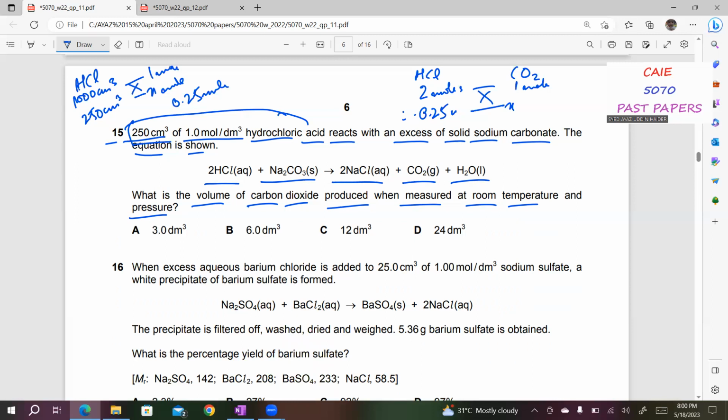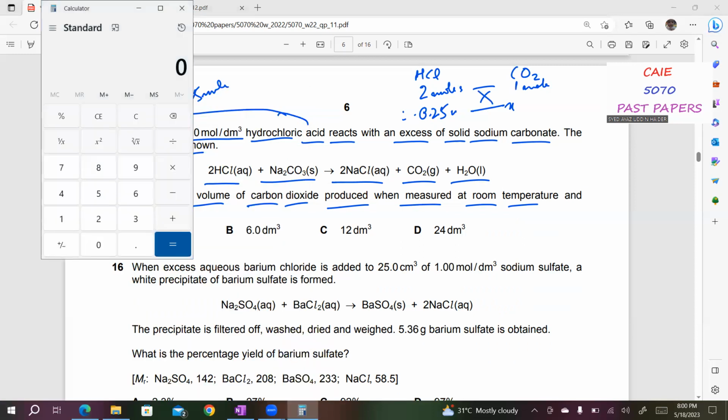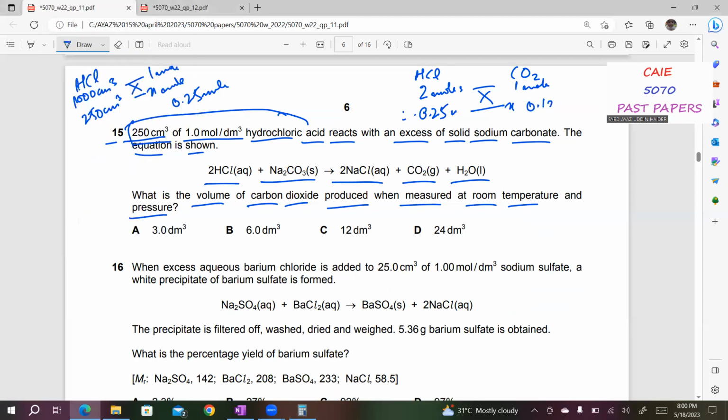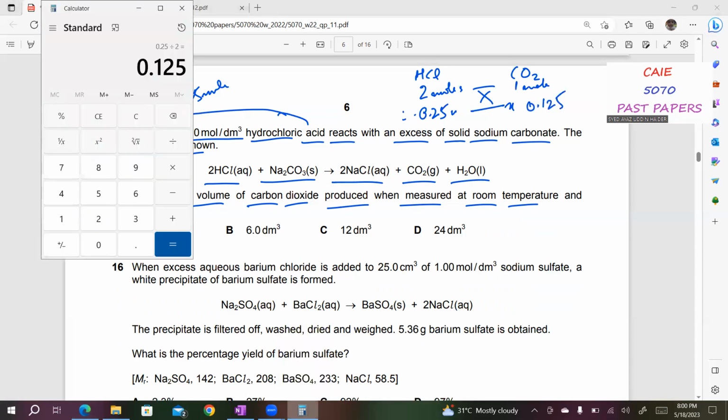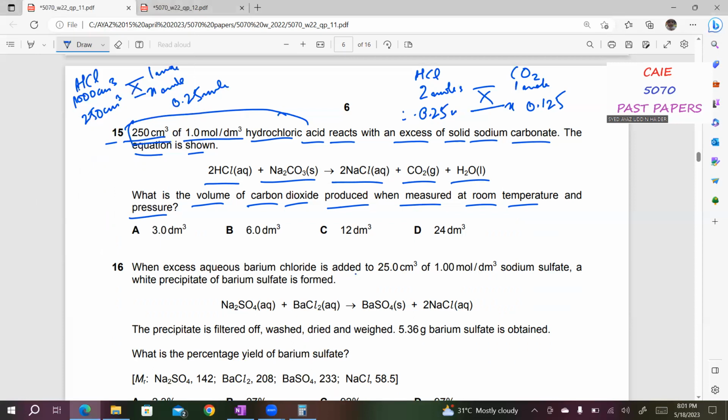So you will get 0.25 divided by 2, 0.125 moles of carbon dioxide. Now you will multiply 0.125 by 24. You will get the volume of carbon dioxide, which is 3 here. So A will be the right answer for this question.